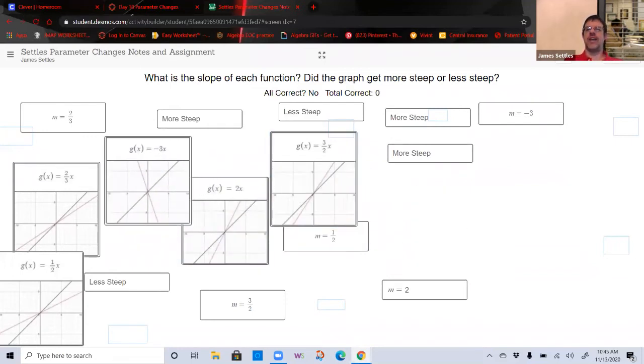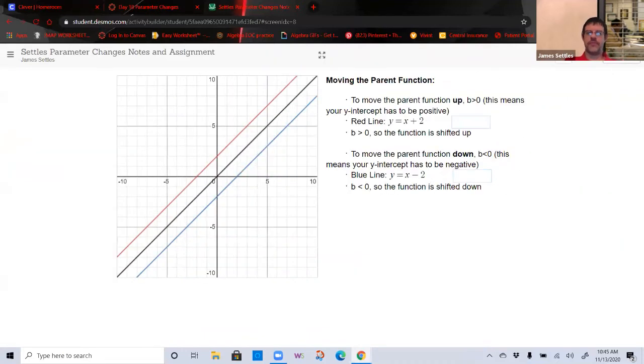All right, so let's hit next. Okay, so now we're going to talk about what moves a line straight up or straight down. So I want you to take a look at this black line. That black line is our parent function. So that's our basic one.